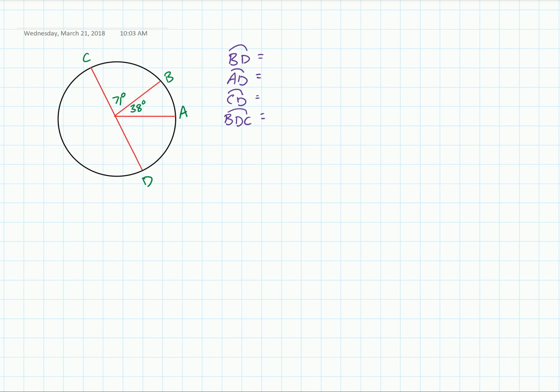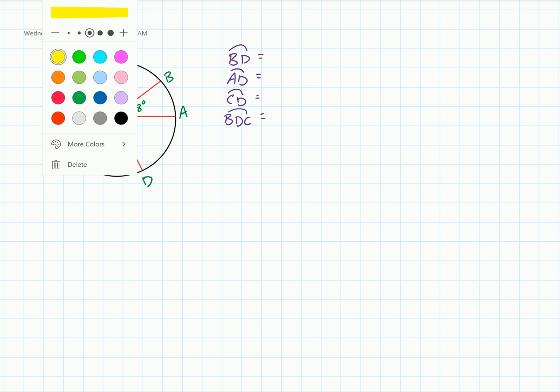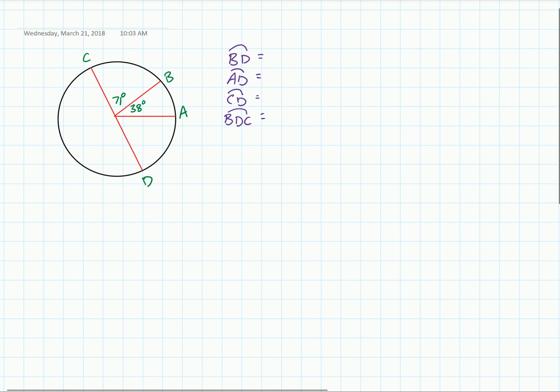The homework tonight all centers on the idea of the arcs of a circle. Now remember, an arc is part of the outside of the circle, and it's measured the same way that we measure angles. They're measured in degrees.